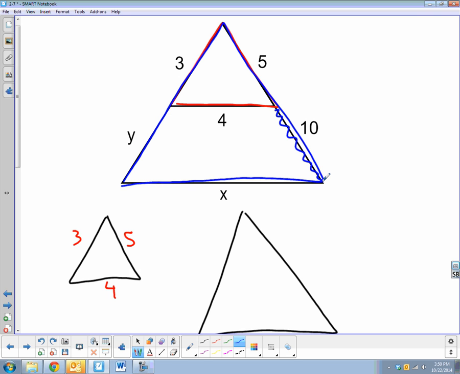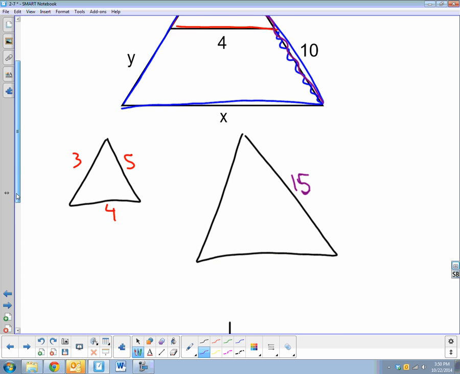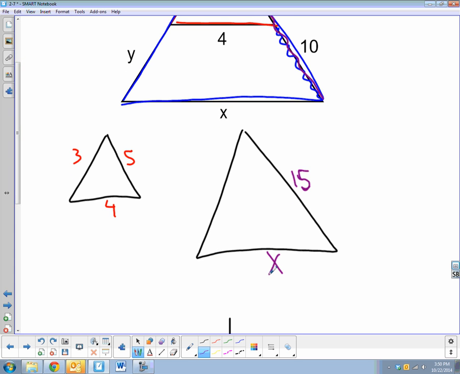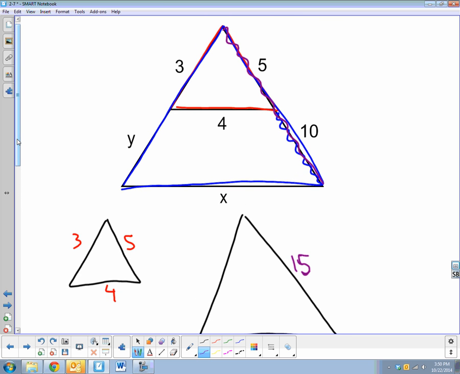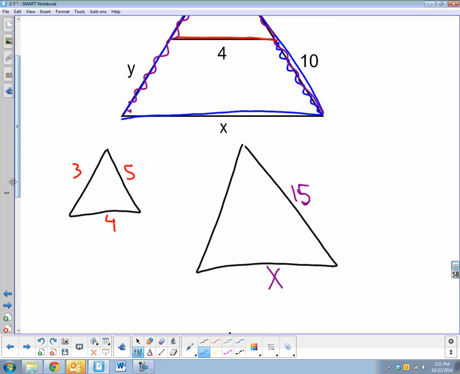That's the length. So if I want to know this whole side, that whole side is 5 and 10, which is 15. The 5 and the 10 together make up that entire side of the big triangle. The bottom of that triangle is x. And then the third side of that triangle, this whole side here, is not y. It's y and 3 together, which gives us y plus 3. That's how long that side is.